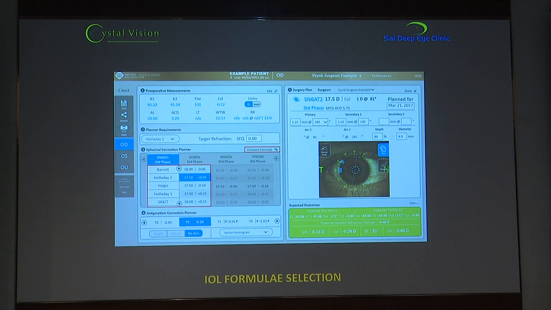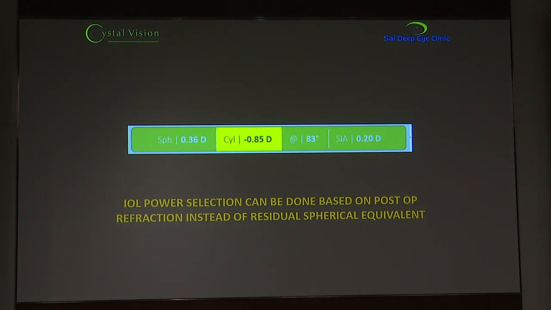There are a host of inbuilt IOL power formulae which are available for us to choose. Now the most important thing is the IOL power selection can be done based on the post-op refraction. In our normal routine biometers, what you get is only the spherical equivalent. Here you can know what the approximate post-op refraction would be. So in case you're not using a toric IOL, you're leaving behind a minus cylinder, you can err on the side of a little bit of hyperopia in the spherical power instead of the routine myopia in order to compensate the cylinder in the form of a spherical equivalent.